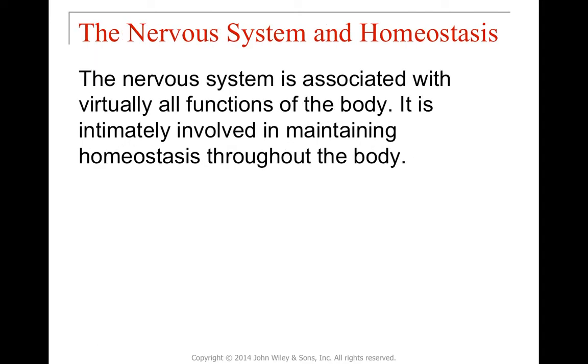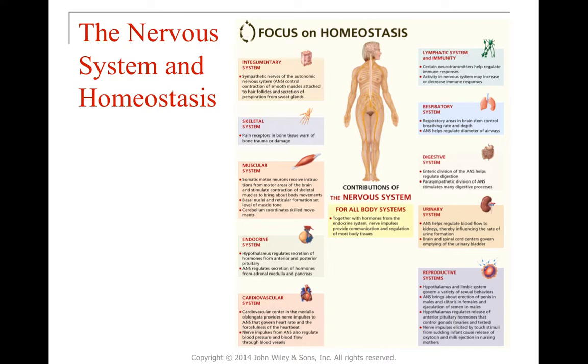Now, the nervous system is mainly associated with maintaining homeostasis. It's associated with all the functions in the body and is intimately involved in making sure that each of these different parameters are met and that therefore we're able to maintain homeostatic conditions from a bunch of different areas. This is the last slide here, and it's just showing the focus of homeostasis and the contribution of nervous systems for all the different body types. And the nervous system is involved in regulation of all of these. So this is just basically letting you know how it's involved in regulation of the integumentary system, skeletal system, muscular system, etc.